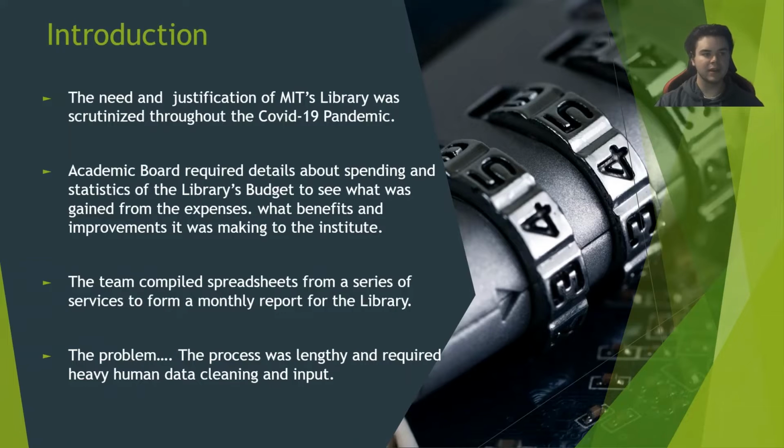So let's give a bit of a rundown and introduction to our project. The need and justification of the MIT library was scrutinised throughout the COVID-19 pandemic. The academic board required details about spending and statistics of the library's budget, to see what was gained from the expenses. The academic board required what benefits and improvements it was making to the institute by having those costs. So the team compiled spreadsheets from a series of services and subscriptions to form a monthly report to then hand to the academic board.